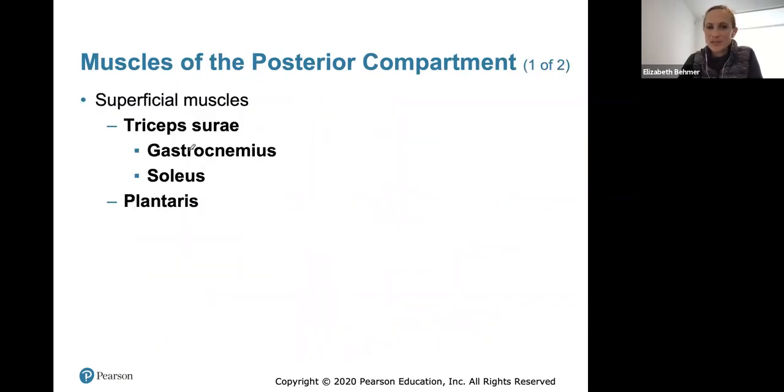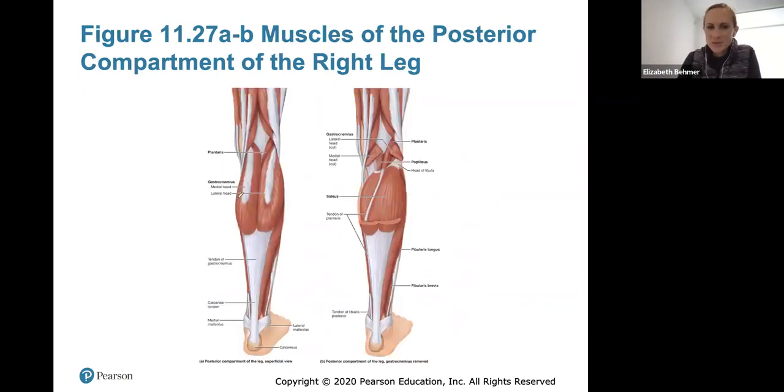Superficial muscles on the posterior compartment, we have the gastrocnemius, soleus, and plantaris, and these will all help to plant your foot down, plant or flex your foot. So we have the gastrocnemius, the medial and lateral head. Deep to that is your soleus. The gastrocnemius attaches to the calcaneal tendon, which will attach to your heel bone, the calcaneus.